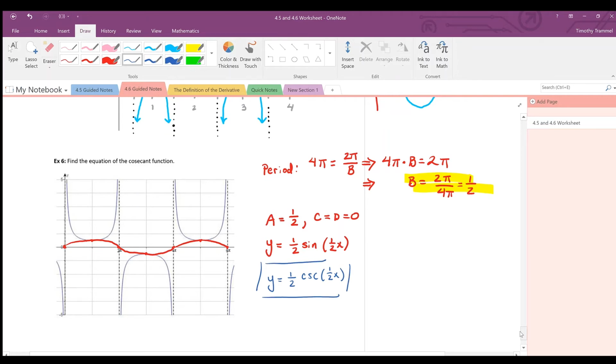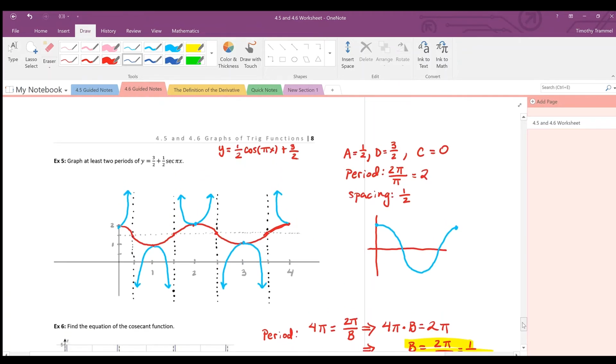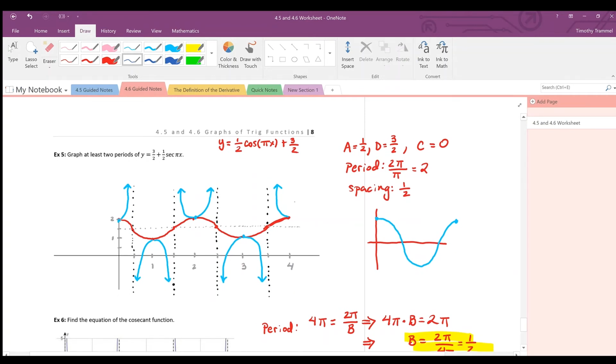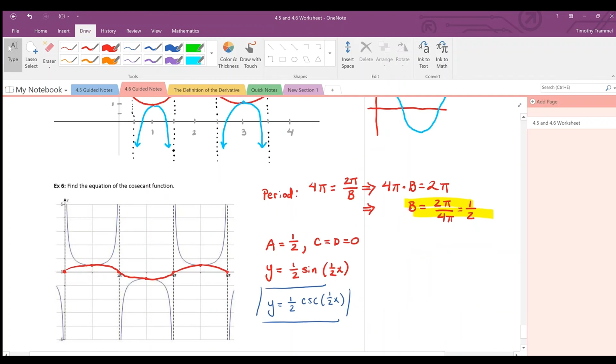And I should point one more thing out here on this last example. So when we were working on example 5, I just want to note that the red curve was y equals 1/2 cosine pi x plus 3/2, while the blue one, and maybe I'll just highlight it in blue, was what we were trying to graph, y equals 3/2 plus 1/2 secant of pi x. And that wraps up this section.